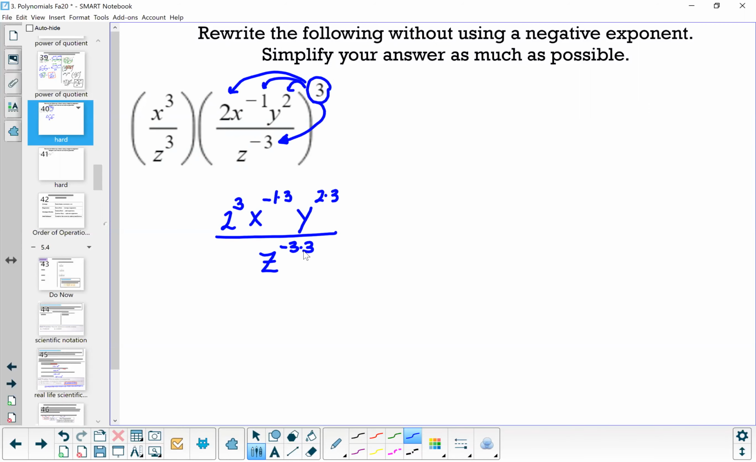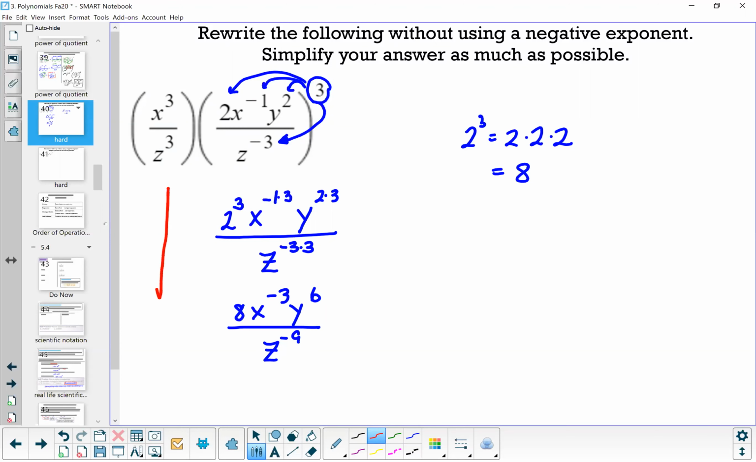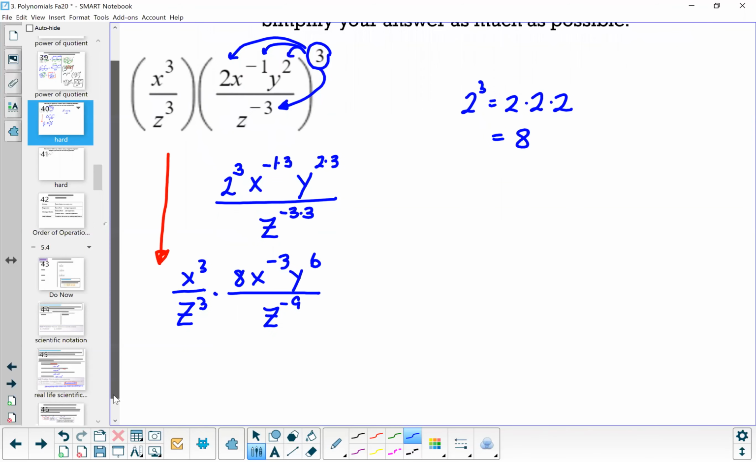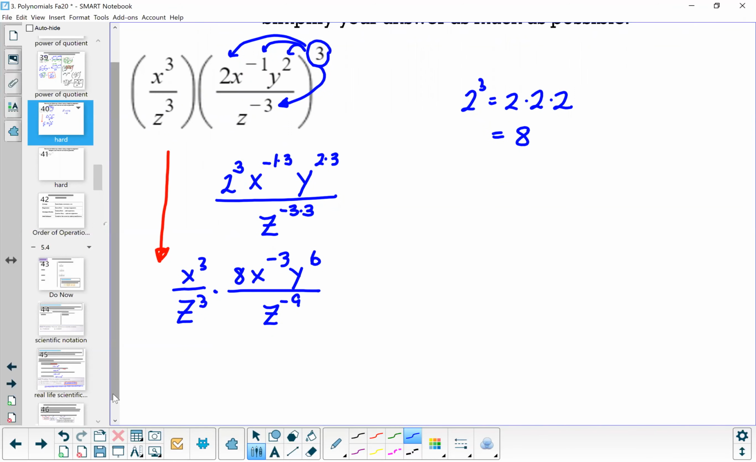So if we simplify that, 2 cubed, remember that is 2 times 2 times 2. So we get 8. And then we have x to the negative 3, y to the 6, divided by z to the negative 9. All right, bring down that first fraction. So we're multiplying by x cubed over z cubed. All right, notice how I did not put that first fraction in parentheses. The parentheses was there to show multiplication, and I showed multiplication using this dot.